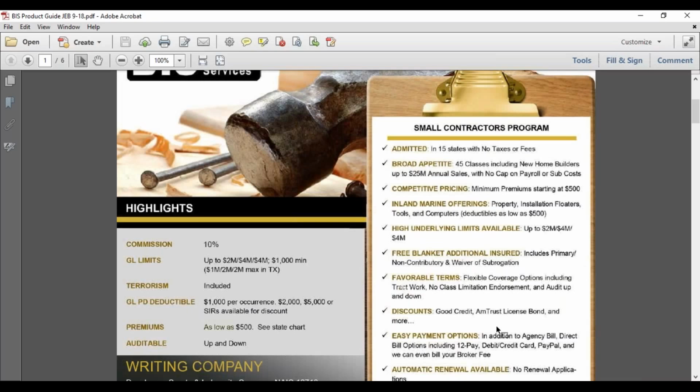Awesome, thank you. So our product, we are admitted. With J. Brown, we are offering 10% commission. We can go up to 2-4 limits. Most commonly, though, 1-2, and 2-4 is an underwriting approval. Terrorism is included. Depending on the state, premiums can be as low as $500, but for California, the minimum premium is $750, and we audit up and down.